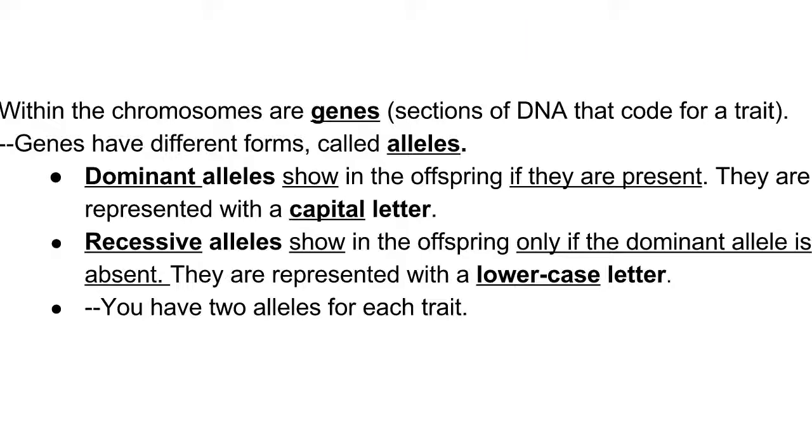Alright, within the chromosomes that you get, you have what are called genes, and that's just sections of DNA that code for a trait. Every gene has different forms. Those are called alleles. Okay? You can either get a dominant allele, which is always going to show up in the offspring if it's there, and we represent these with a capital letter, or you're going to get a recessive allele, which shows up only if the dominant allele is absent.